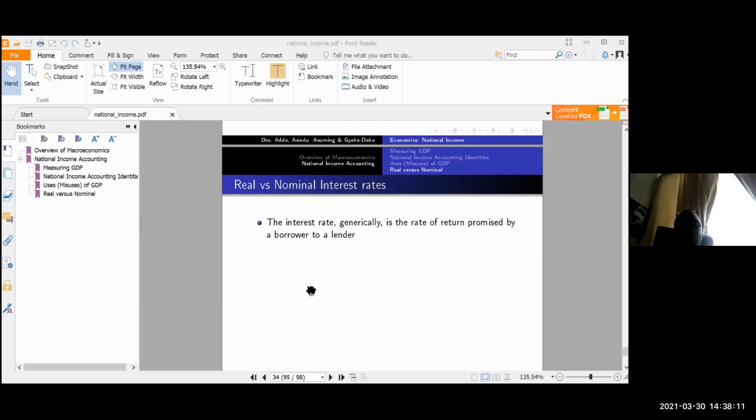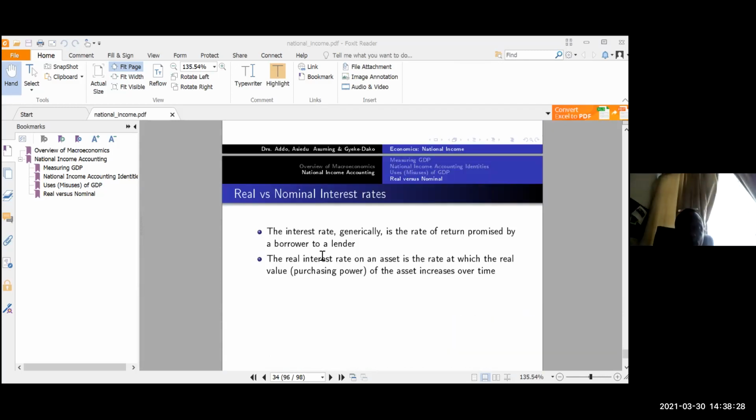So, real versus nominal. We talk about real GDP and nominal GDP. Interest rate also, you have real rate and nominal interest rate. What is the difference between real and nominal interest rates? Anybody? Real interest rates and nominal interest rates.